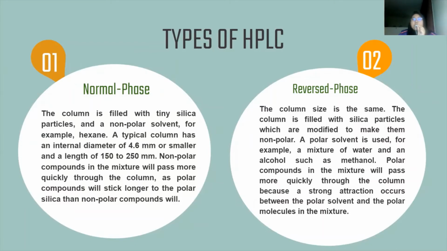And for the reverse phase, the column size is the same. The column is filled with silica particles which are modified to make them non-polar. A polar solvent is used, for example, a mixture of water and alcohol such as methanol. Polar compounds in the mixture will pass more quickly through the column because a strong attraction occurs between the polar solvent and the polar molecules in the mixture.